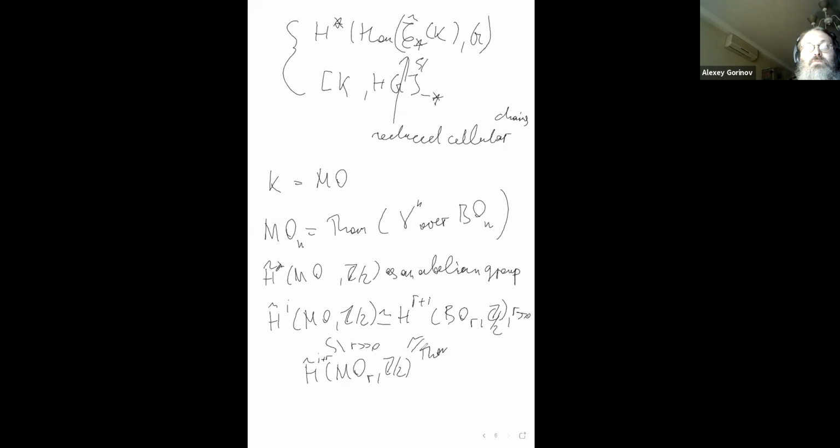Now I want to apply the Thom isomorphism, in which case I get simply an I here. And this time I need to take non-reduced cohomology groups. Okay, so this is the formula, and more precisely, it suffices to take R approximately greater than 2i.